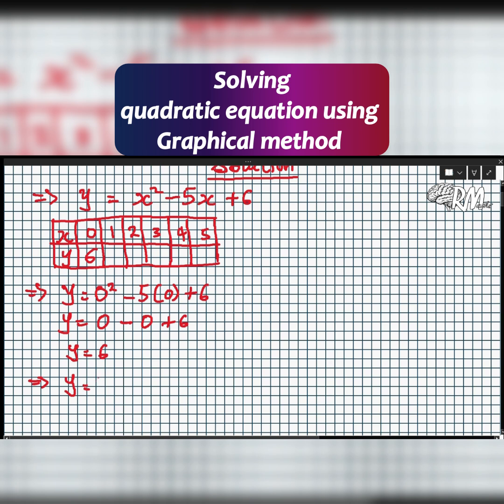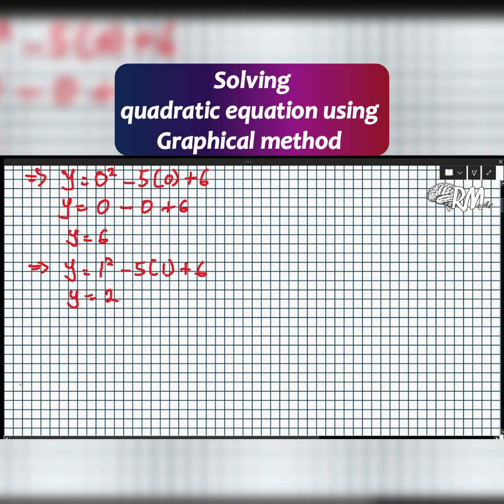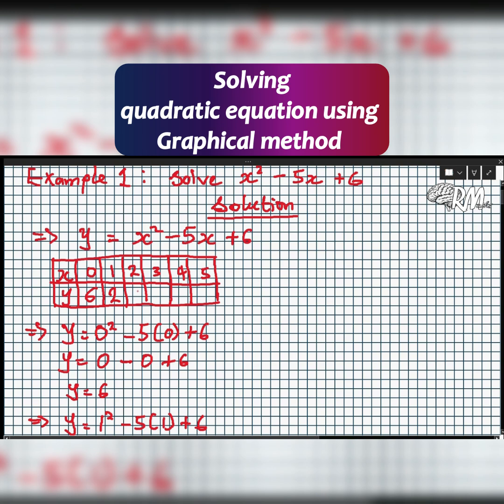y equals, when x is 1, I have 1 squared minus 5 times 1 plus 6. Then y gives you 2, so I have 2 here. Then I will go to the third one. y when x is 2, so this is 2 squared minus 5 times 2 plus 6. Then y equals 0. So when you fill this in, it gives us 0.